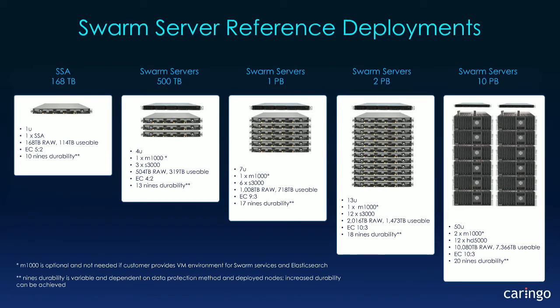This expands into Swarm servers, where you would start off with an M1000 for the management piece, and then you would start off with a minimum of 3 of the SSA/S3000 profile that would be your storage. And then it expands to 1 petabyte using an M1000 and multiple S3000s, 2 petabytes for the same, and then finally for very large deployments, you're going to want to move away from that 1U profile of the S3000 and start moving into the HD 5000 profile for the storage with redundant M1000 sitting on top of that.